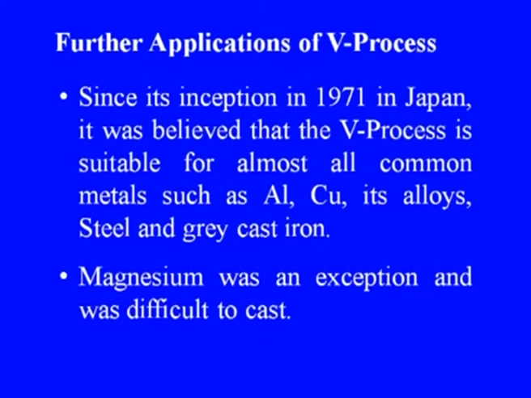Since its inception in the year 1971 in Japan, it was believed that the V process is suitable for almost all common metals such as aluminum, copper and its alloys, steel and grey cast iron. However, magnesium was an exception and was difficult to cast. Of course, magnesium is a metal which is otherwise also difficult to process. It is highly reactive and therefore, it is potentially dangerous to work with magnesium.